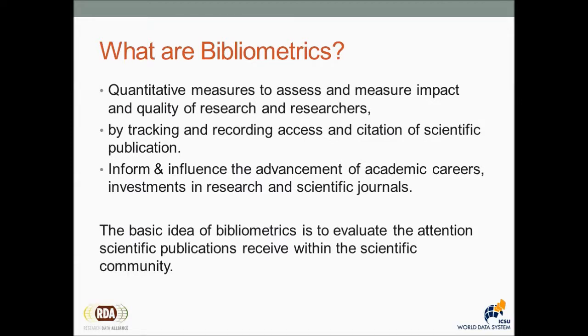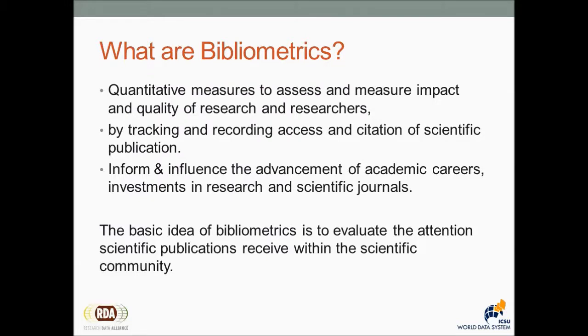Bibliometrics are also used as a proxy for how good a researcher is. They inform and influence whether or not an individual researcher gets promotion or tenure and how well they progress in their academic careers. How widely cited a paper is also important when it comes to getting that all-important next grant. And how cited a paper is also important to the owners and operators of the academic journal that actually published it. So basically, bibliometrics is all about evaluating the attention that scientific publications get from the scientific community.